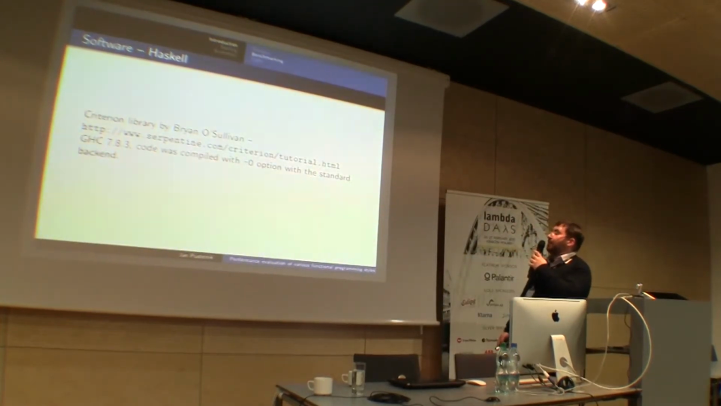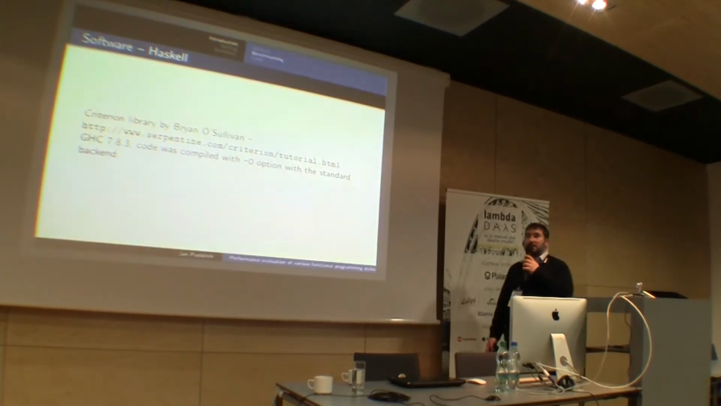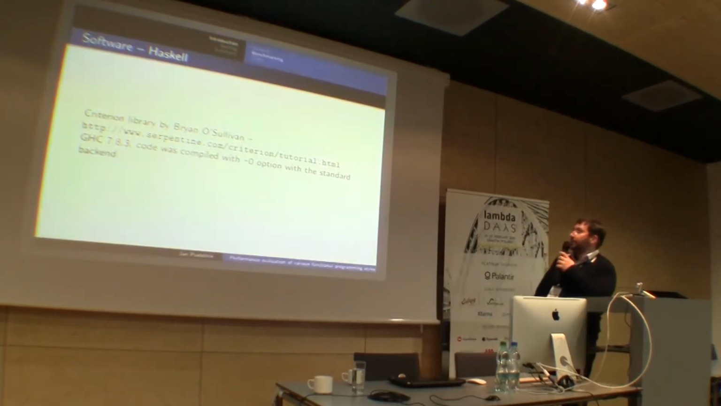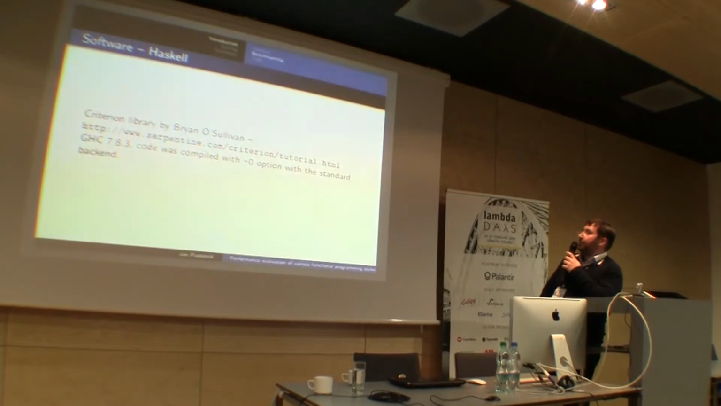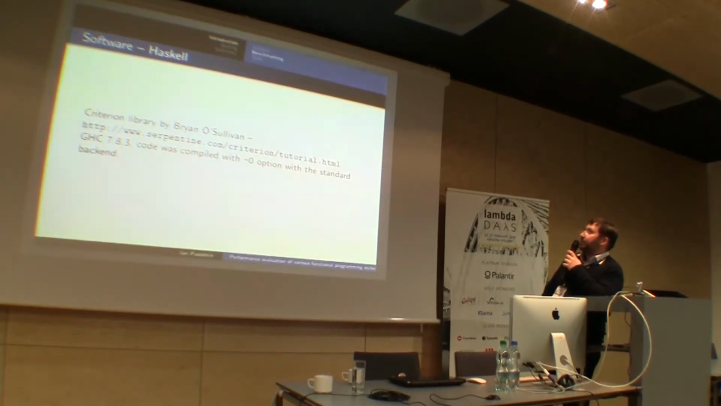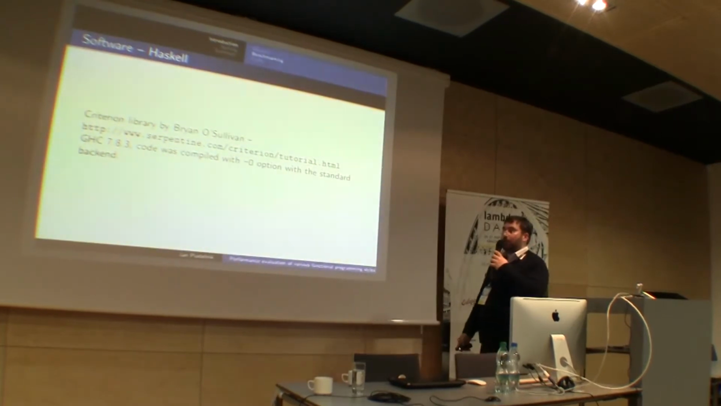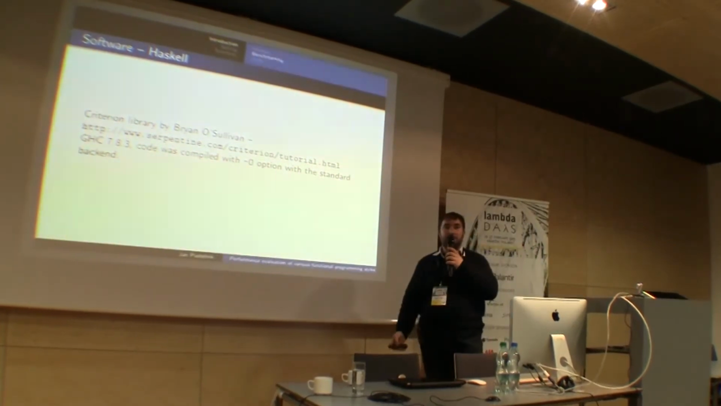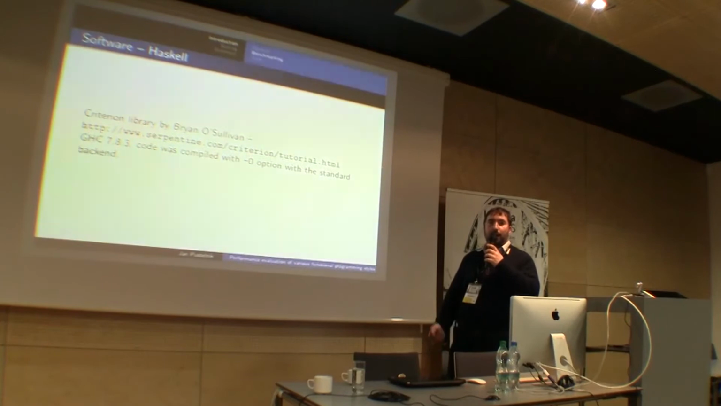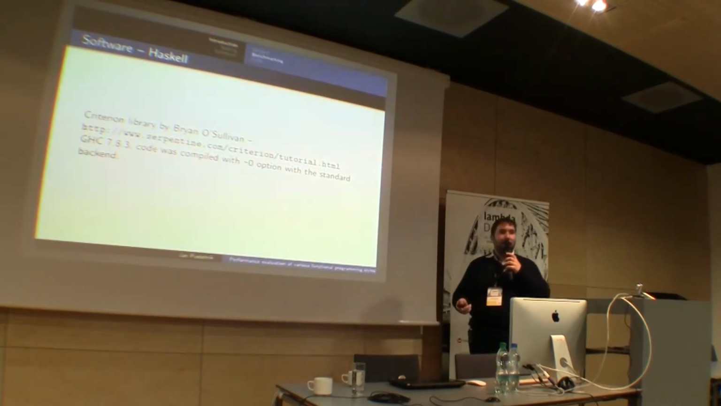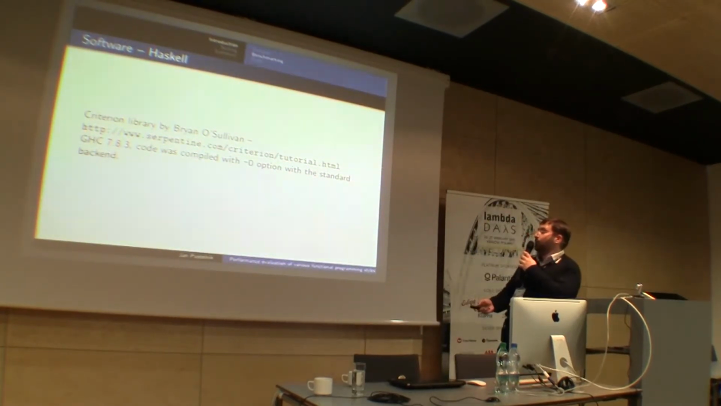For Haskell, benchmarking is even more difficult because it's a lazy language. But there is a nice library for that, written by Brian O'Sullivan, which is called Criterion, and it's really nice. I'm running Haskell GHC 7.8.3, and I'm combining with the optimize option because I want everything optimized and as fast as possible because it's slow. But I'm maybe a bit ahead of what I want to show you.